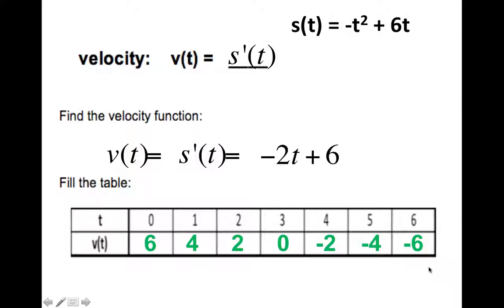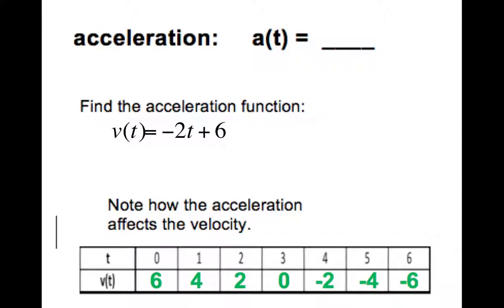Now let's look at the acceleration function. So acceleration is actually the slope of the velocity graph. So acceleration basically tells us how quickly velocity is changing. So velocity is telling us how the position function is changing. Now acceleration is telling us how the velocity function is changing. So the velocity function change will be the derivative of the velocity function.